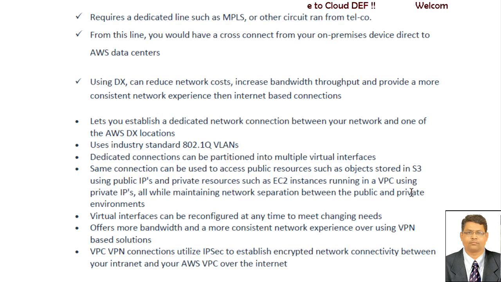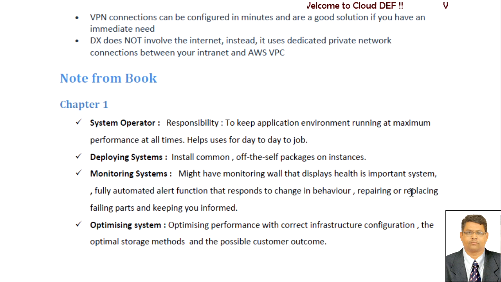VPC VPN connections utilize IPsec to establish encrypted network connectivity between your intranet and your AWS VPC over the internet. VPN connections can be configured in minutes and are a good solution if you have an immediate need. DX does not involve the internet. Instead, it uses dedicated private network connections between your intranet and AWS VPC.